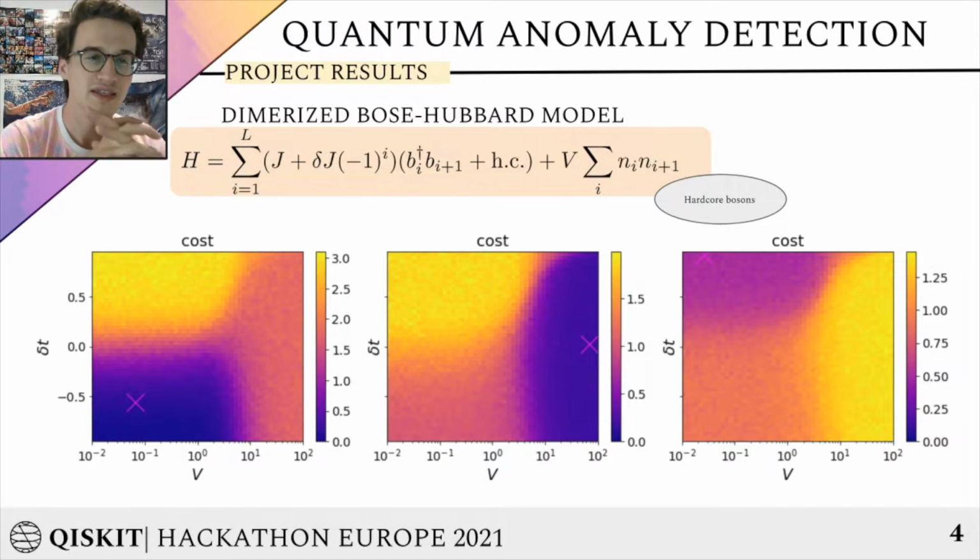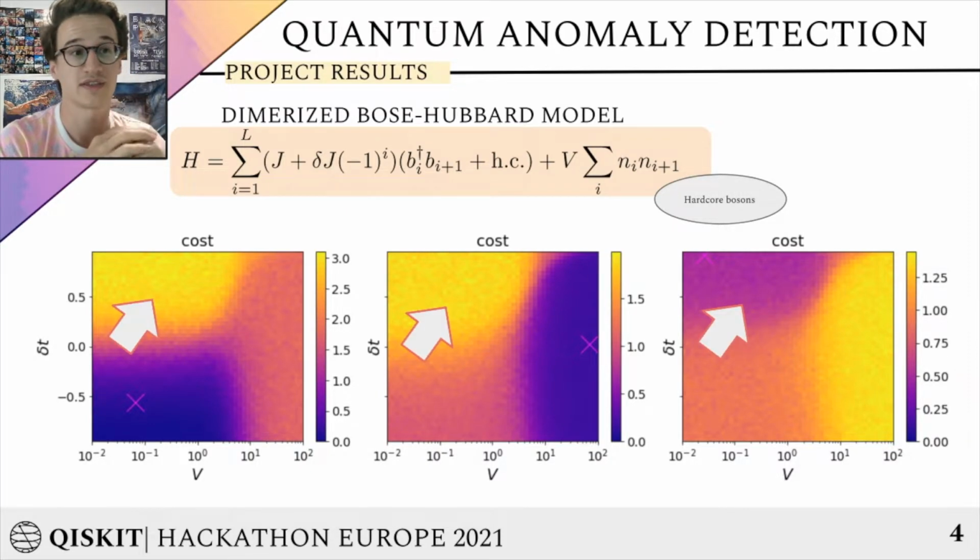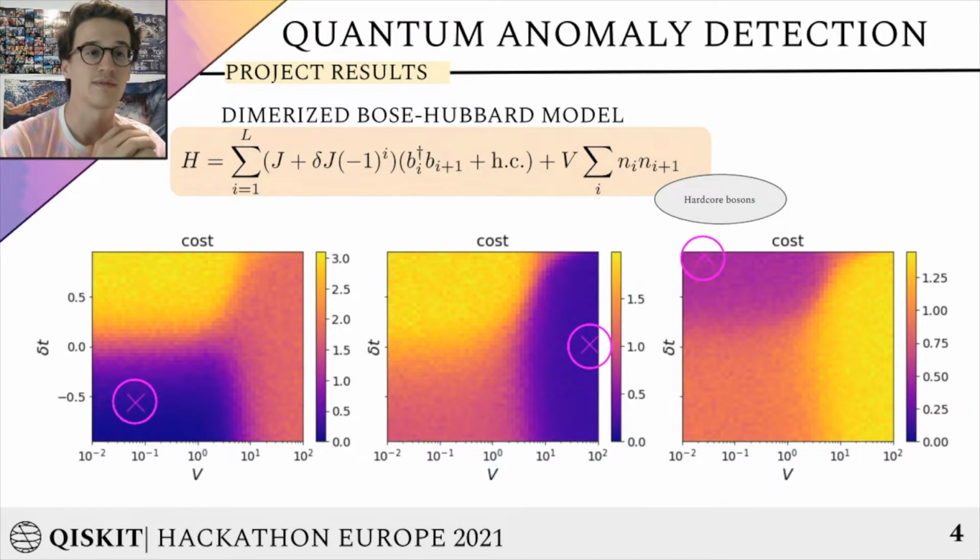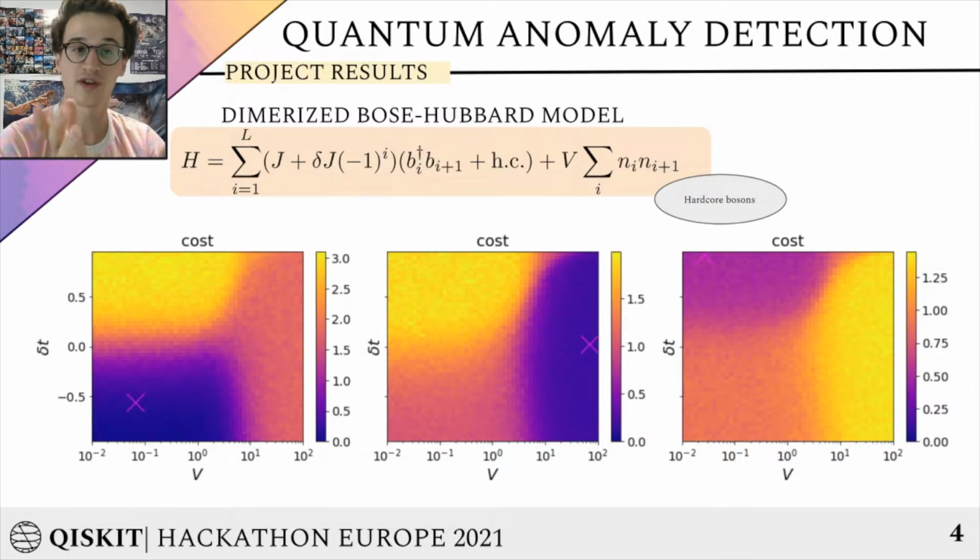This model has a rich phase diagram, including a topologically non-trivial phase. We trained the anomaly detector on a single ground state, indicated here by the magenta points. You can see that the loss function is minimal in the part of the phase diagram it has been trained on, but considerably larger on the other 2 phases. So we were able to recover the tricky phase diagram by just looking at the anomaly syndrome.